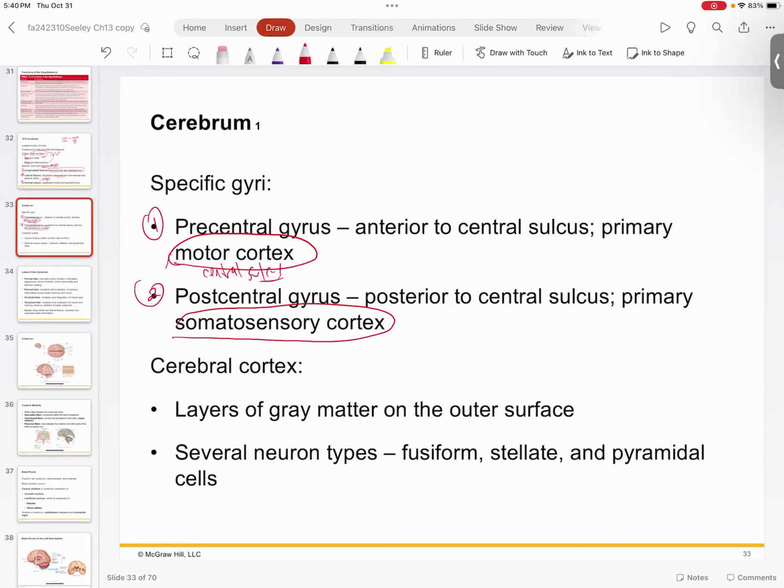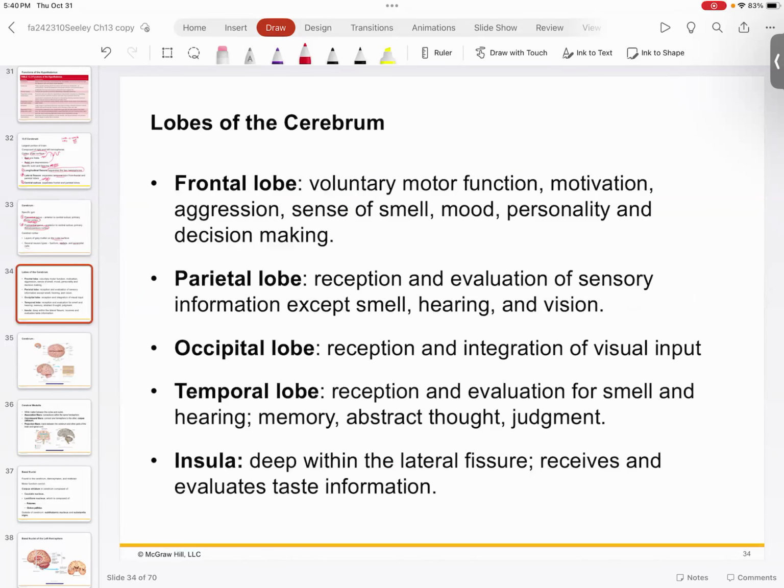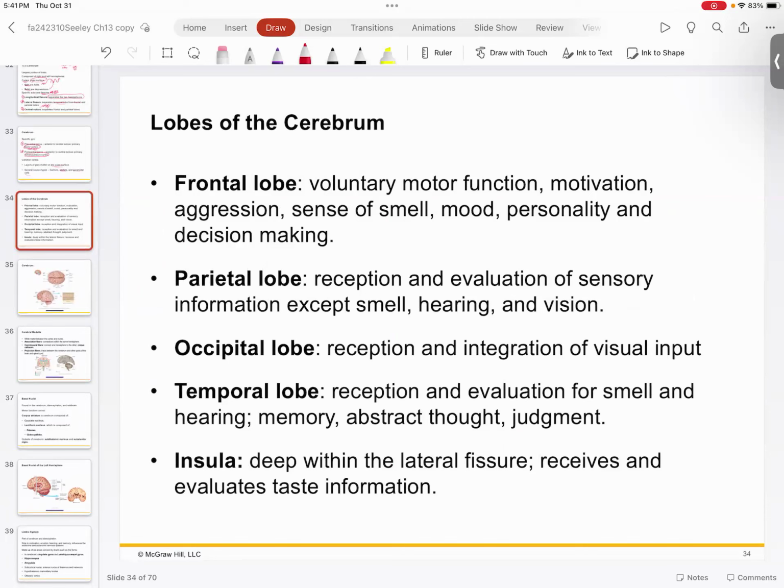The cerebral cortex is composed of both gray matter, which is typically on the outer regions of the cortex, and white matter, which is a little more inside. There are different types of neurons. Remember, we said there are different types of neurons in the cerebellum, and there are also different types in the cerebrum: the fusiform, the stellate, and the pyramidal cells. We'll take a look at some of these in just a second. But first we want to identify the main lobes, and then we'll look at a picture of the brain so you can see what's going on.